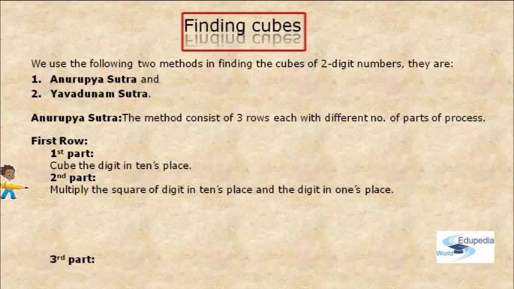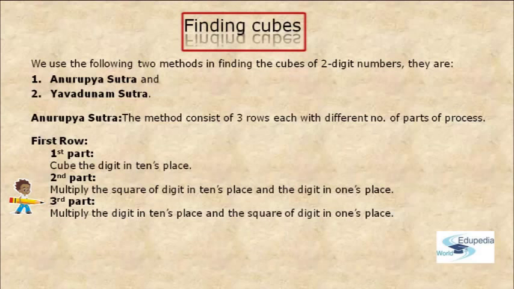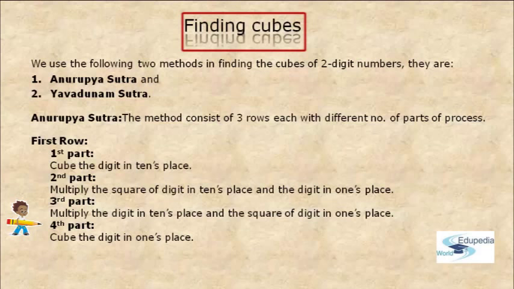In the third part, we multiply the digit in tens place with the square of the digit in ones place, and the product is taken as a part. Finally, in the fourth part, we cube the digit in ones place and take it as a part.